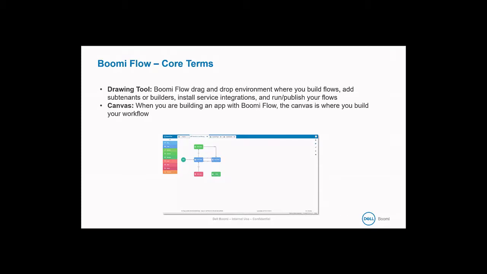The canvas is where you build your app with Boomi Flow. The canvas is also where you build your workflow. A flow or flow diagram is how you build your app in Boomi Flow. Once you have diagrammed your business process on the drawing tool canvas, the Boomi Flow engine converts it into a working app. So let's talk next about elements.